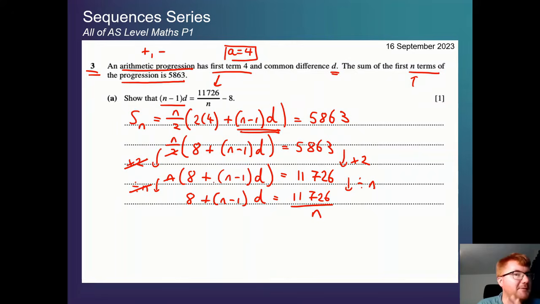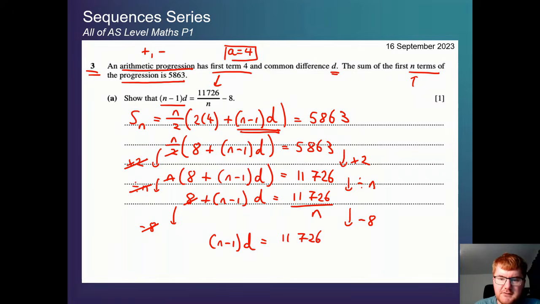And you can probably see at this point, all we need to do then is just minus 8 from both sides, and then we get exactly what we are looking for. So n-1d is equal to 11,726 over n minus 8. Bit mean for 1 mark, to be quite honest. There's quite a bit of algebra to do there, but okay, it's, again, as I said, a slightly strange question. This is why I've included it in the video.